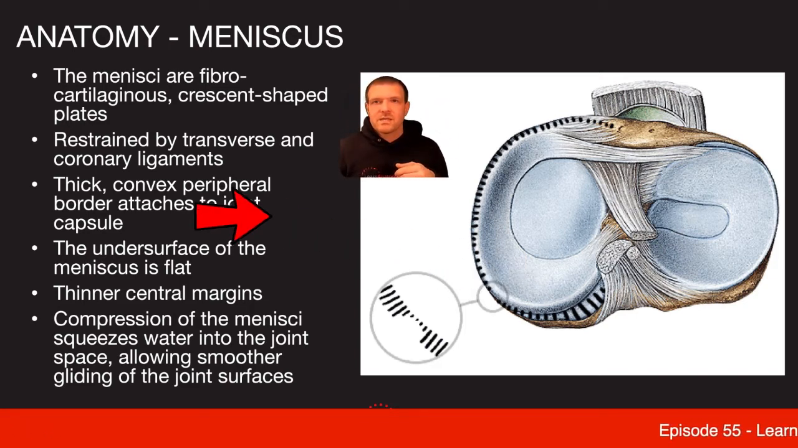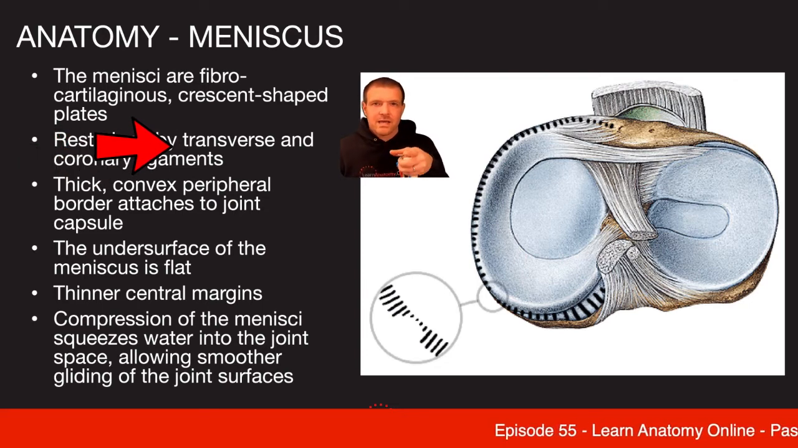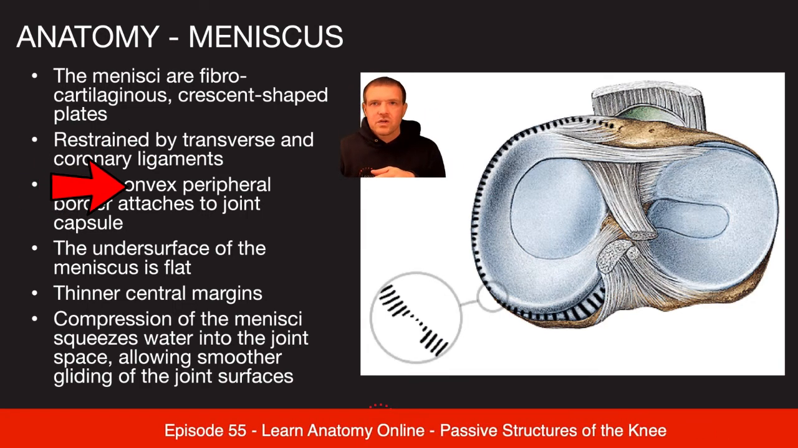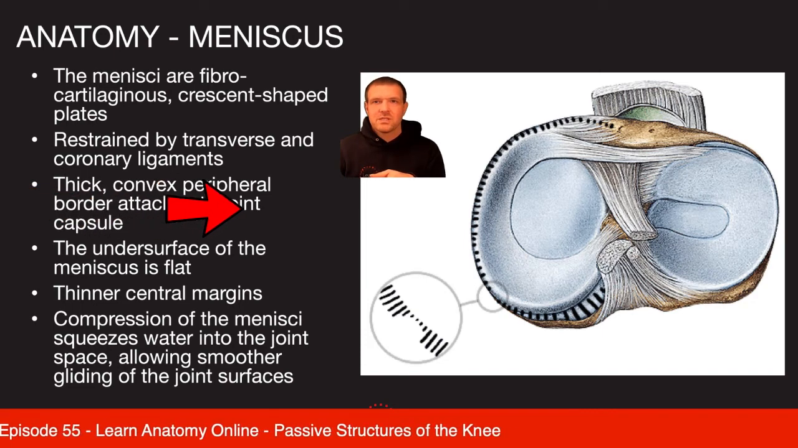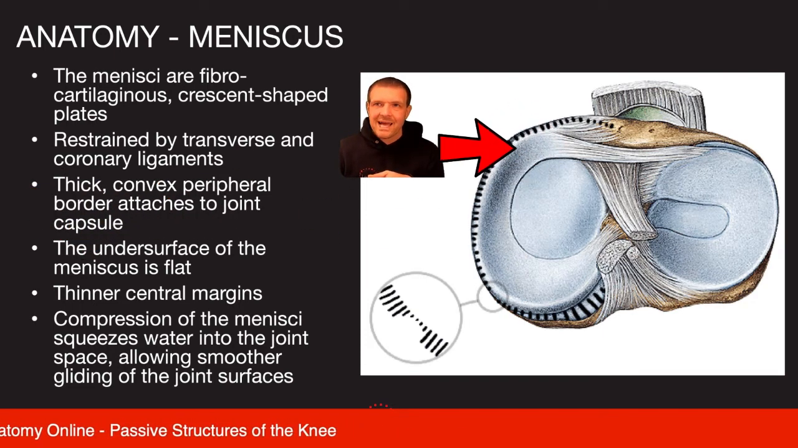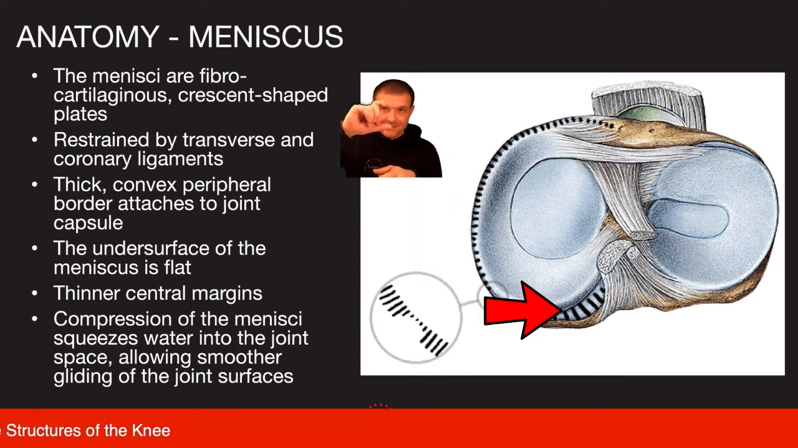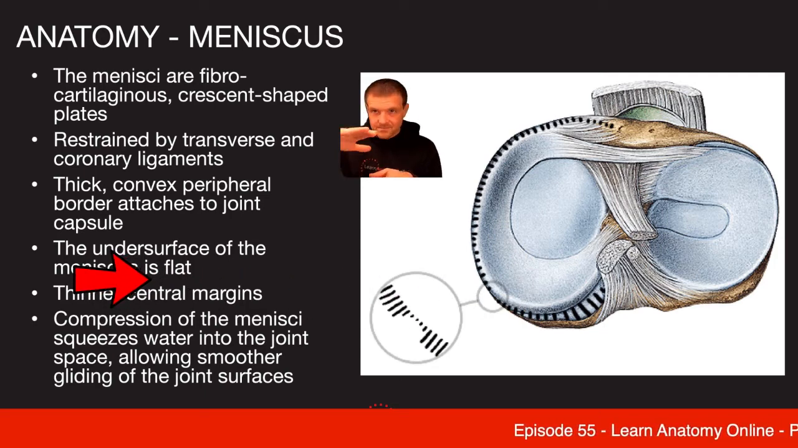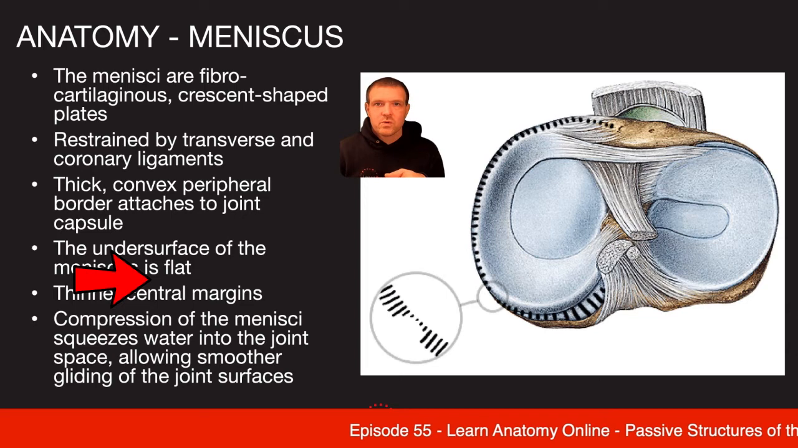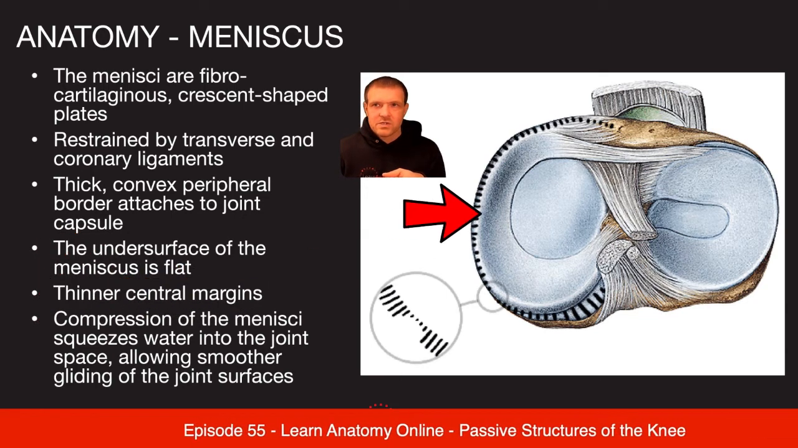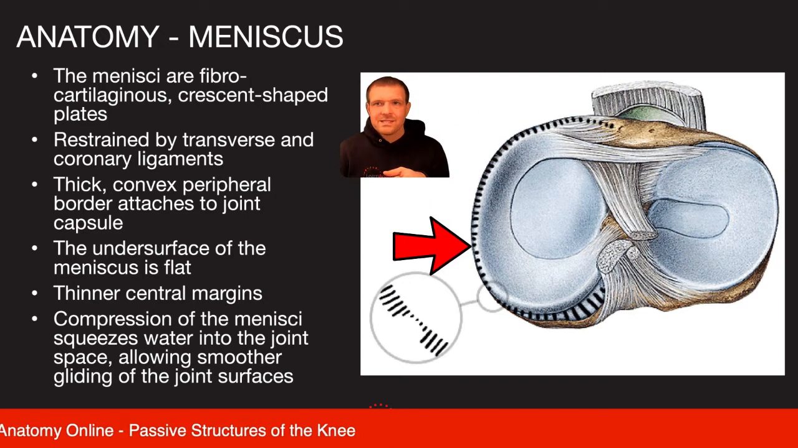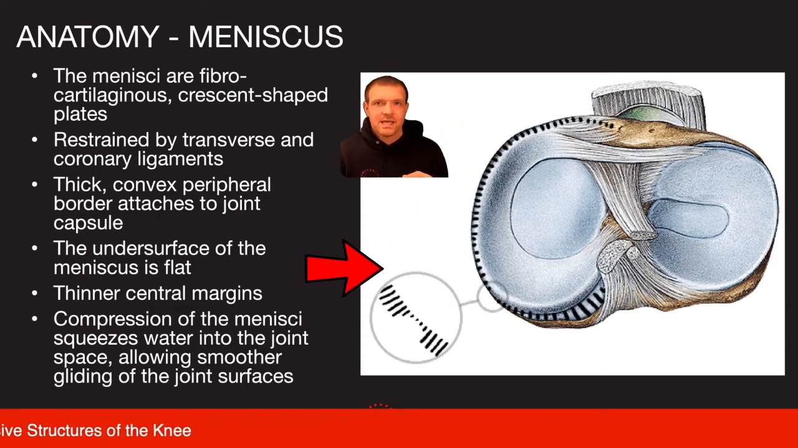It's restrained by transverse and coronary ligaments. So there are ligaments that keep the meniscus attached to the tibia. There's a thick convex peripheral border which attaches to the joint capsule. Basically the outside of your meniscus is thick, and the inside tapers down into a thin portion. The undersurface of the meniscus is flat, so that just sits on those femoral condyles, and it has very thin central margins. So all of this area here and this area here are thin, and this area here is really thick. Well, I say really thick, a few millimeters thick.